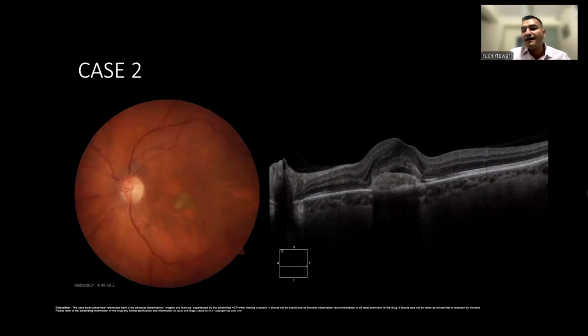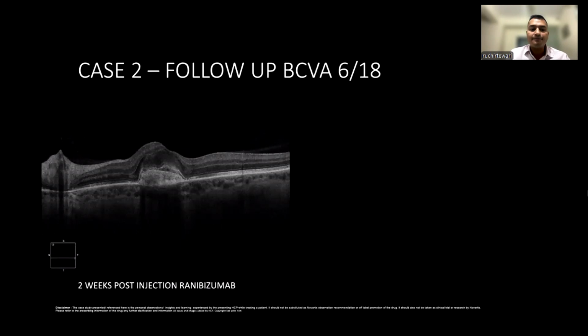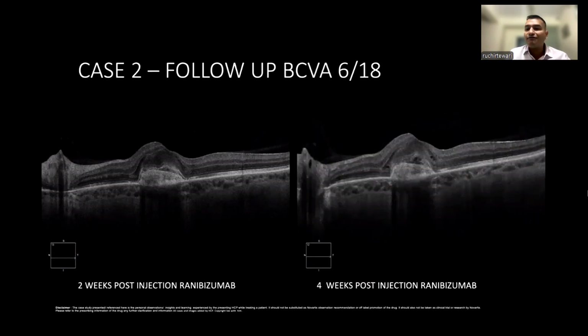As you can see, there's a well-defined membrane complex along with subretinal fluid and SHRM. Injection ranibizumab was given to the patient. I called her after 2 weeks. There was some response. There was some decrease in the subretinal fluid. But at 4 weeks, she seemed to have a recurrence, and vision was 6/18 in all these times.